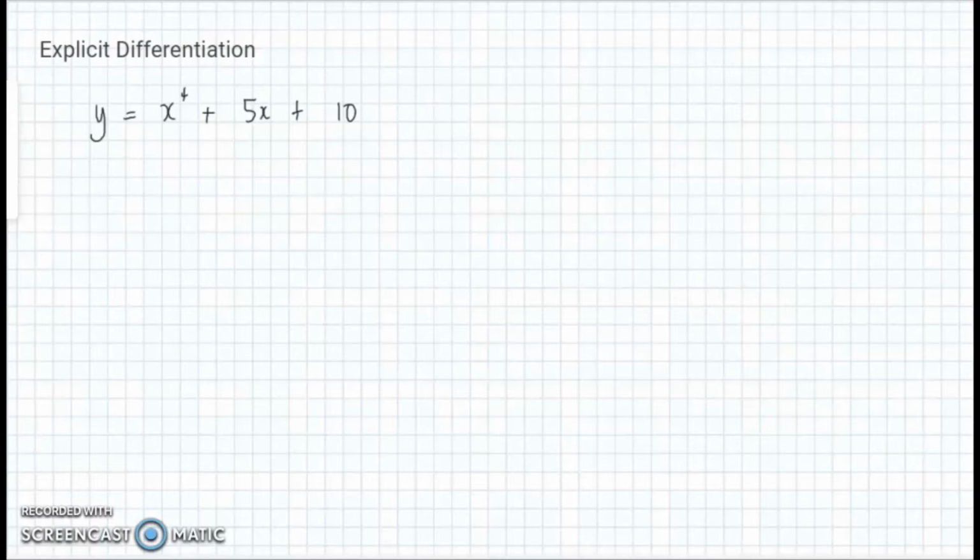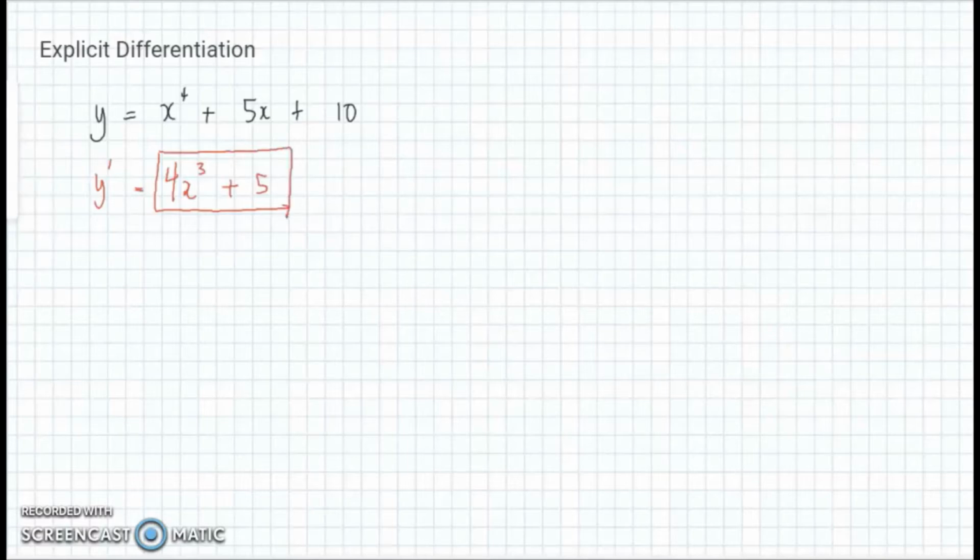Applying the rules of differentiation, we have y prime is equal to, for this x raised to 4, we'll apply the power rule. It's 4x cubed. And then for 5x, the constant multiple rule, plus 5. And of course, constant function for the 10, the derivative is just 0. So, the derivative of this given function is 4x cubed plus 5.